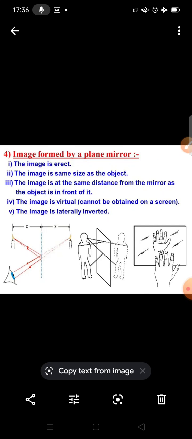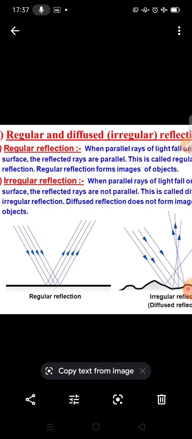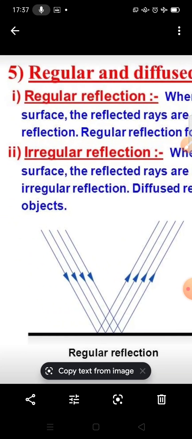Okay. Now, students, we will discuss regular and diffused surface, regular or diffused or irregular reflection. So, students, what do you mean by reflection? Bouncing back of light when it strikes an opaque surface. So, there are two types of reflection, regular and irregular reflection.